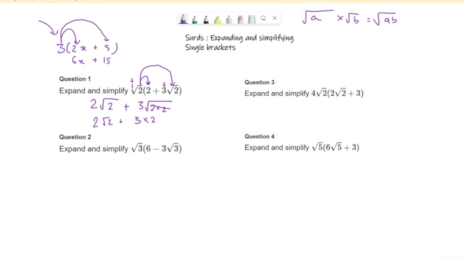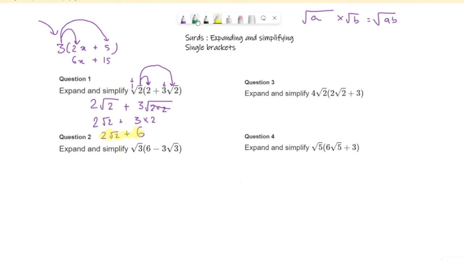Now there is no more root left because there is no other number left inside the root. So 2 root 2 plus 6, and that's the answer. You can't add them because they're unlike terms. 2 has a root 2, this 6 has nothing, you can't add them. That's your answer, 2 root 2 plus 6.